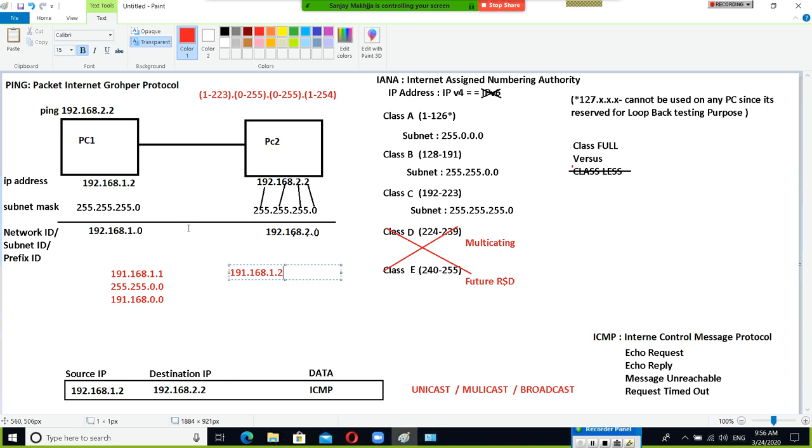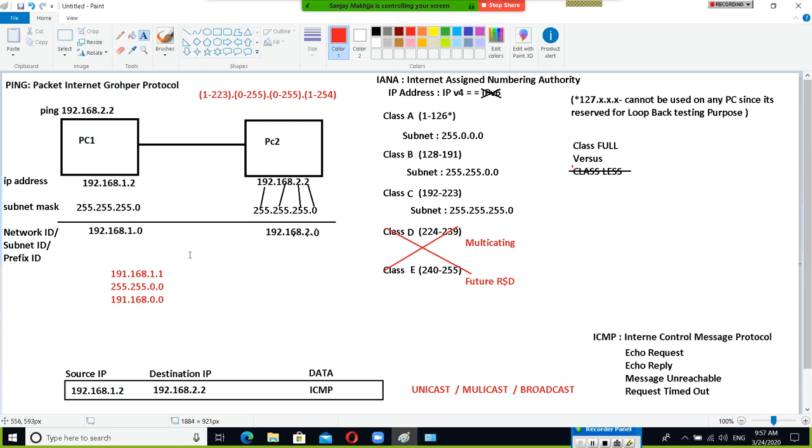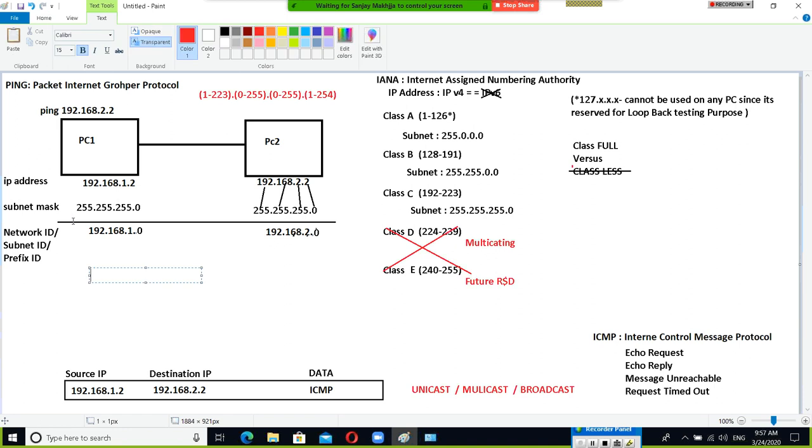Good. Enter. Okay, no problem. Absolutely right answer. Now I want to give you a homework. I want 5 IP addresses, 5 IP addresses.